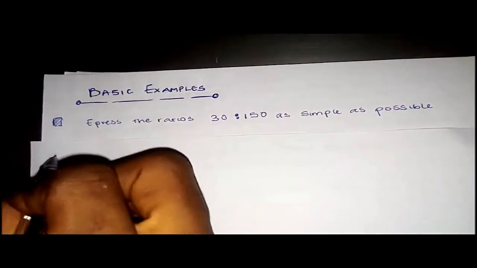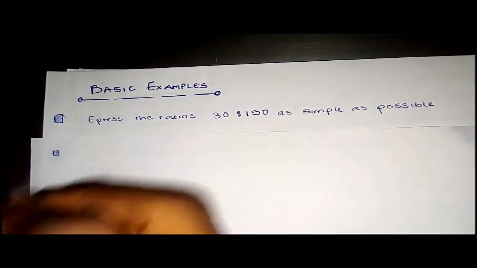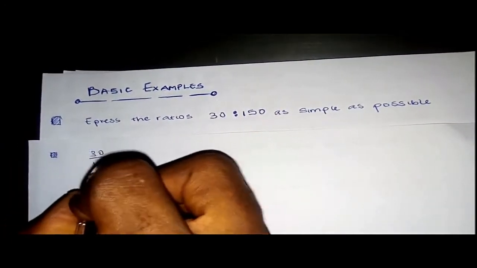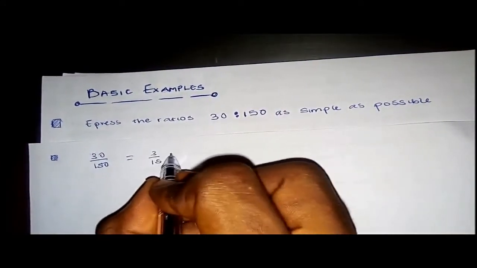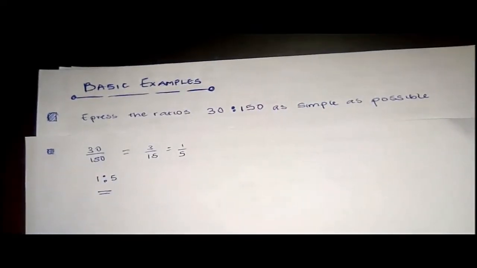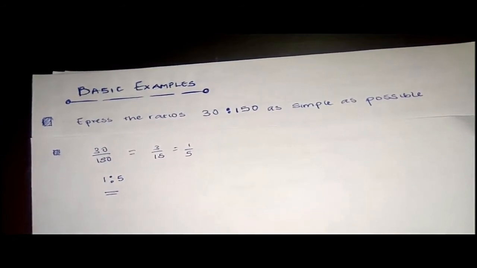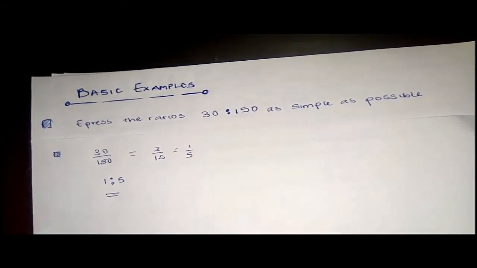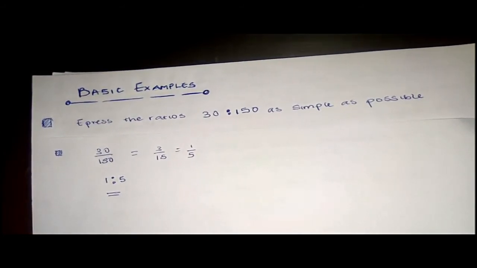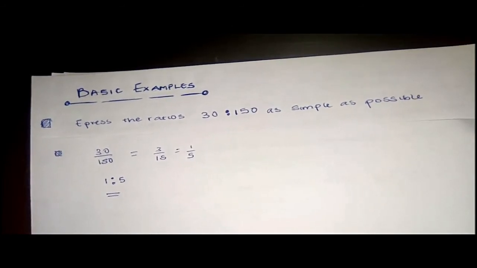For the first one, we have 30:150 as simple as possible. It's the same thing as 30/150. This is the same thing as 3/15, which is the same thing as 1/5. So as simple as possible is 1:5. That's the answer. So with ratios, most times you have to reduce to the lowest term. You can be asked many questions like this, but this is just an example for you to understand how to find ratios by reducing to the lowest term.